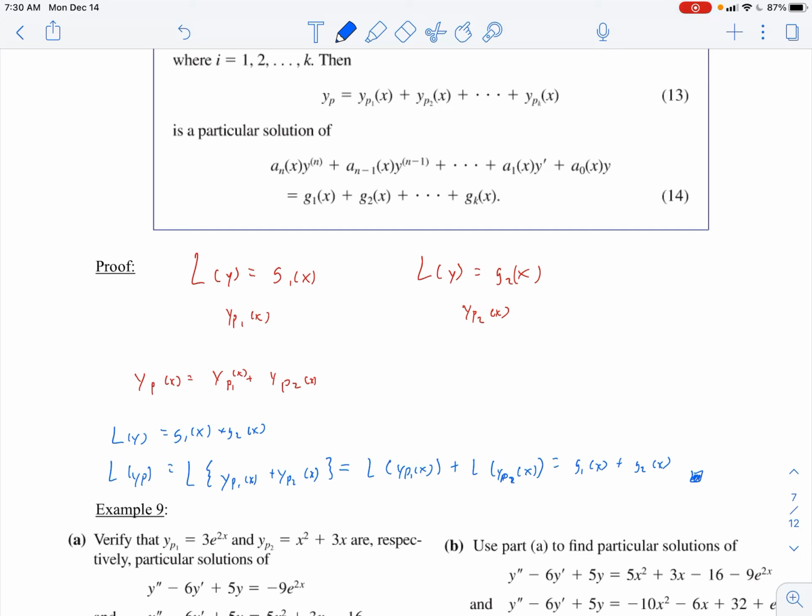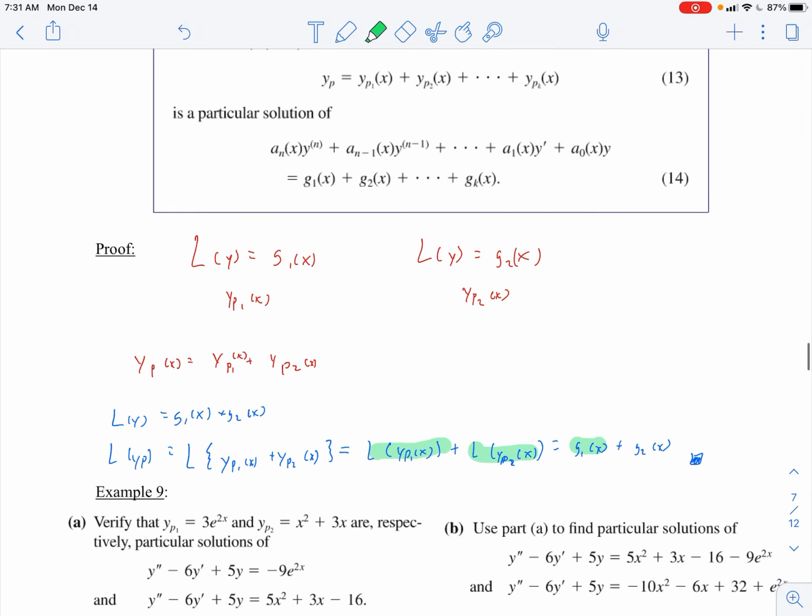So basically all this proof is saying is that if we know these two are solutions to our linear differential equations, and we put the sum into our linear differential operator, it breaks up into the operator applied to y sub p1 and the operator applied to y sub p2. And when it breaks up that way, g1 of x corresponds to y sub p1 of x, and g2 of x corresponds to y sub p2 of x.